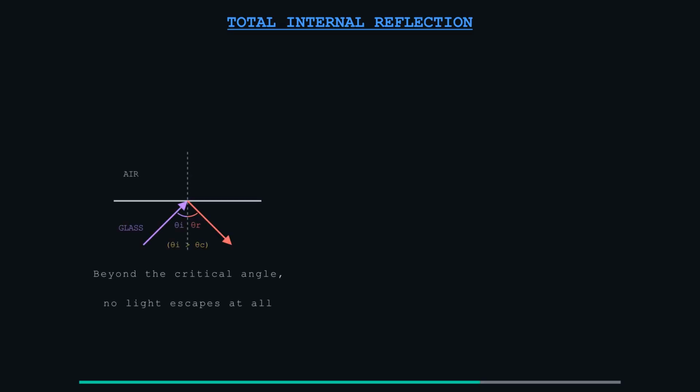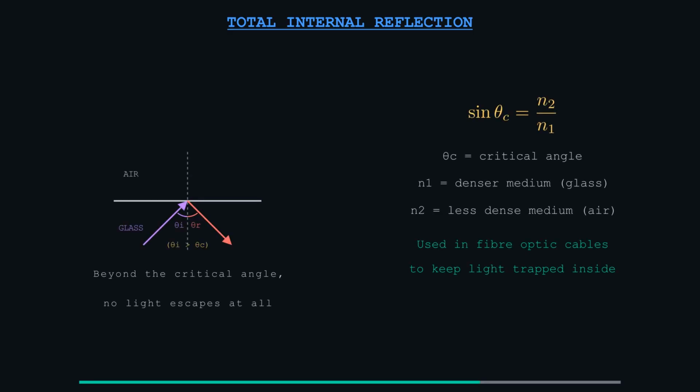When light travels from a denser medium toward a less dense one, there is a critical angle beyond which it cannot escape at all. Instead of refracting out, every bit of the light reflects back inside, a phenomenon called total internal reflection. Sin theta c equals n2 over n1. This is exactly the principle that keeps light trapped and traveling along a fiber optic cable.